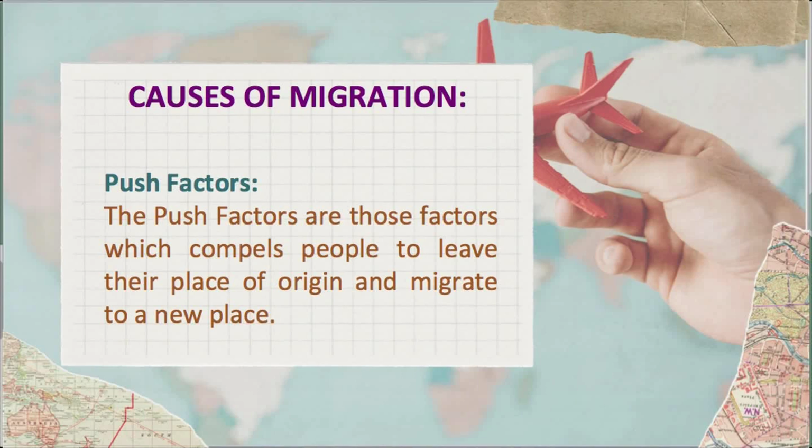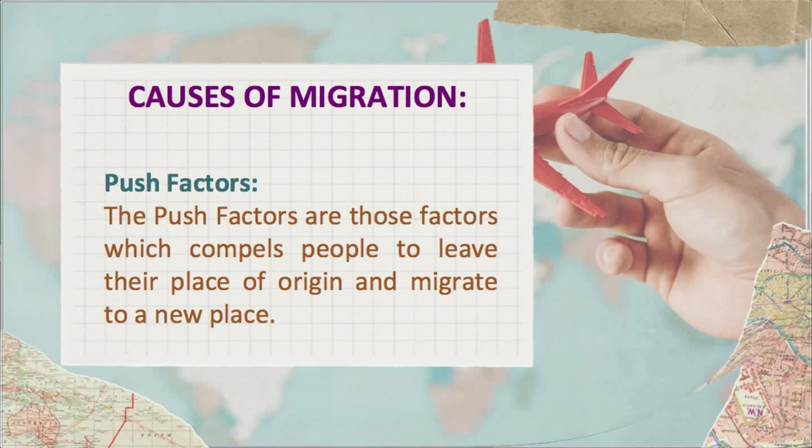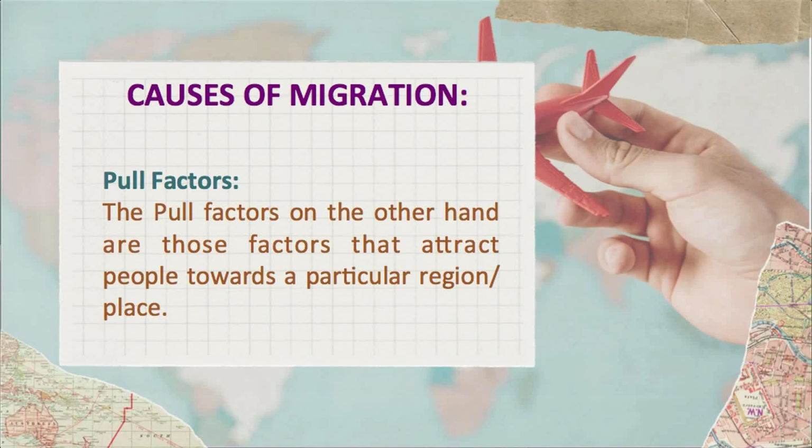Now, before discussing these factors, let us first try to understand what push and pull factors mean. The push factors are those factors which compel people to leave their place of origin and migrate to a new place. And pull factors, on the other hand, are those factors which attract people towards a particular region or place. So push factors compel people to move out of a particular place, and pull factors attract people to come to a particular place. So let us discuss these factors in detail.